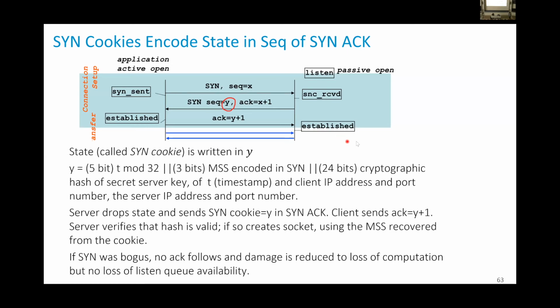Yeah, but if you complete the handshake, you must somehow remember that you completed it. Right? But we can discuss that. Perhaps there are optimizations to SYN cookies that are possible. So this is the optimization that was done. So the result is that if the SYN was bogus, then no ACK follows and the damage is reduced to loss of computing power. So there is still damage, but the damage consists simply in having computation here.